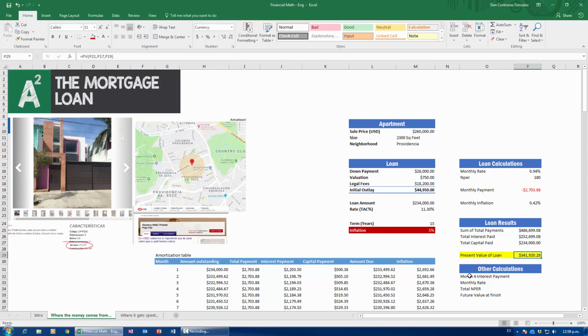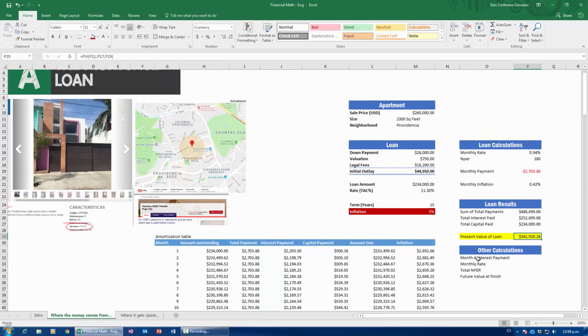The point that I'm trying to make is that if the bank did not want to wait around for you to pay all of that and they needed the money right now, they could package the loan, sell it at $341,000 to some pension fund who is okay with waiting 180 months for all the money to roll in, all right? So that's another way to understand the present value of the loan, all right, guys?